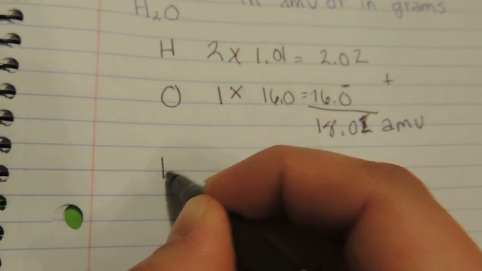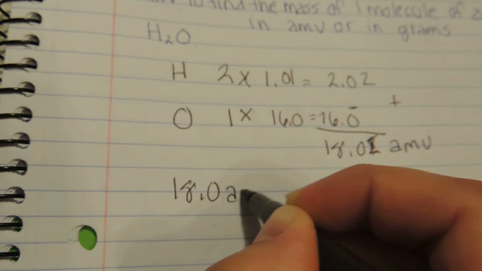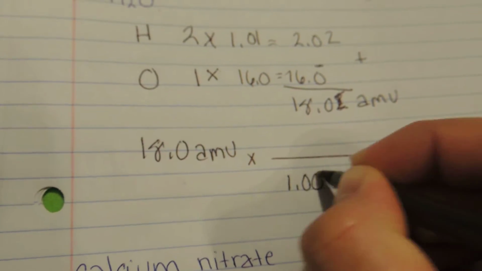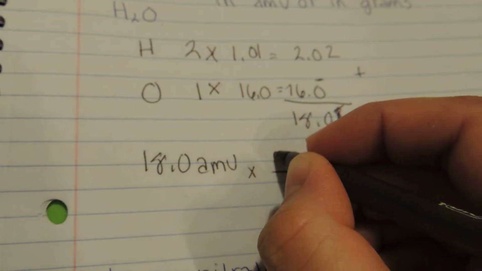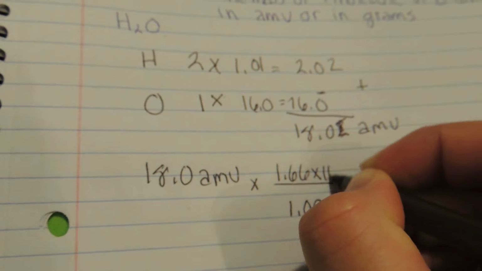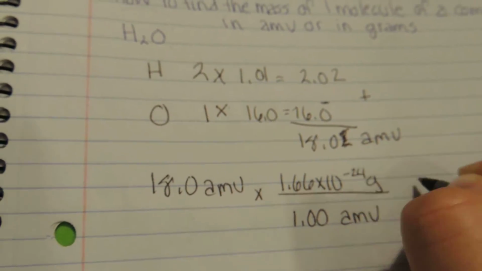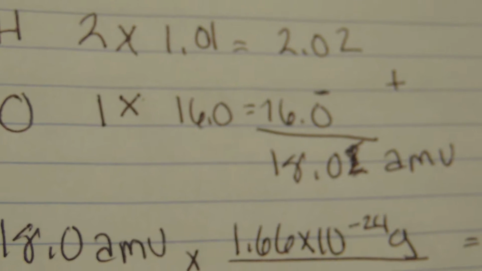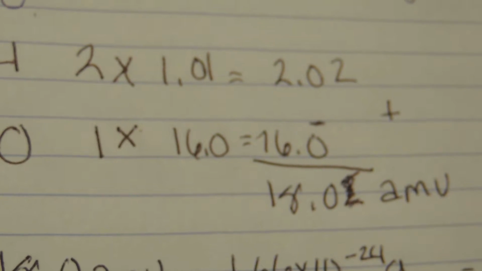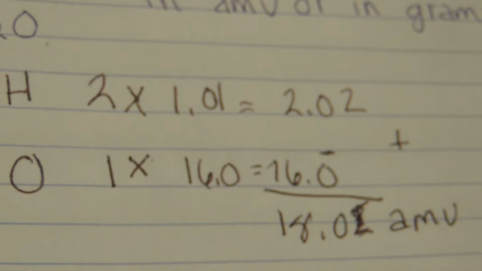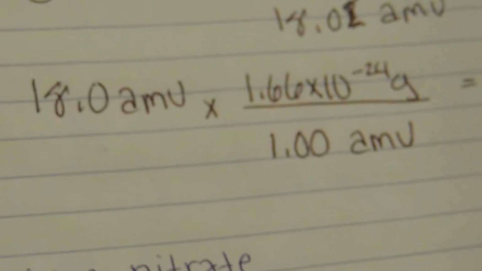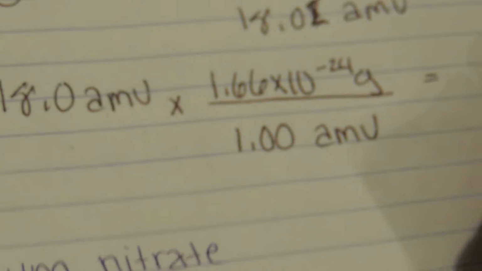So now we're going to convert 18.0 AMU, and we're going to convert that to grams. So the 1.00 AMU goes on the bottom to cancel, and the 1.66 times 10 to the negative 24th grams goes on top, and I'm going to enter that in my calculator. 18 times 1.66 EE to the negative 24. I get 2.988. 2.988. I really need 3 sig figs, so 2.